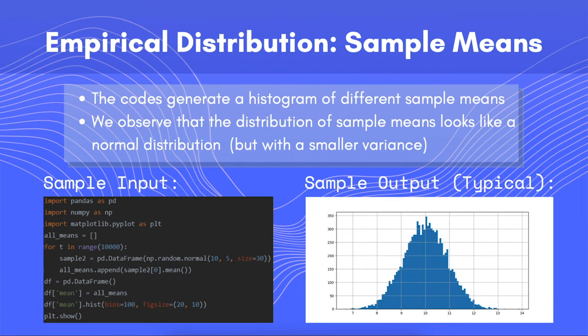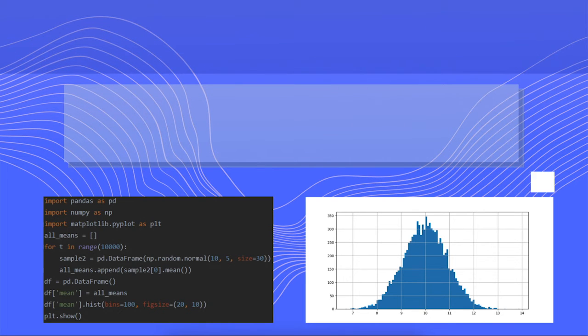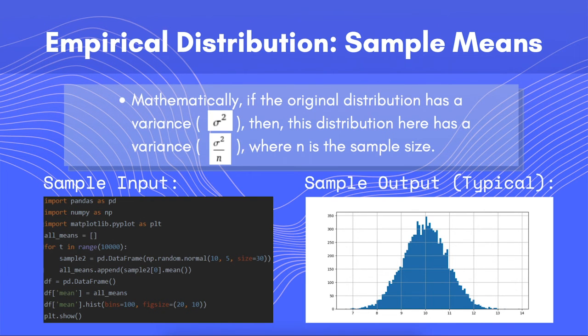Now, we will try to compare the two distributions. Mathematically, if we let the original distribution by having mean mu and variance sigma square, then this distribution of sample means will have the same mean mu, and a variance of sigma square over n, where n is the sample size.